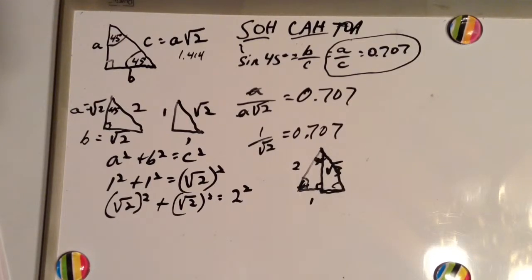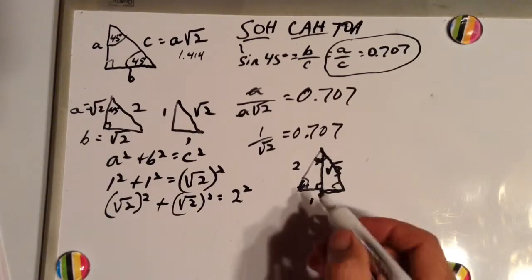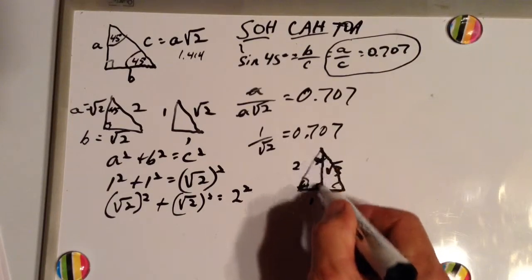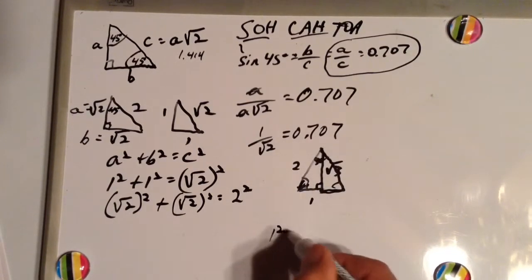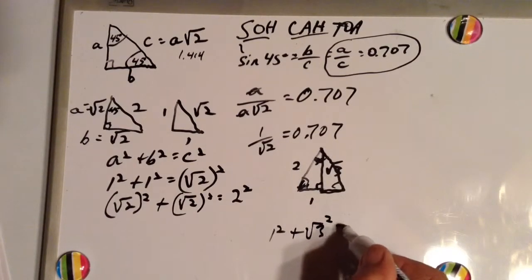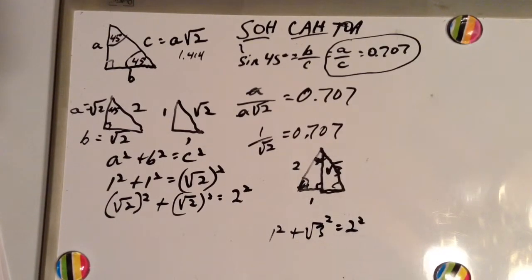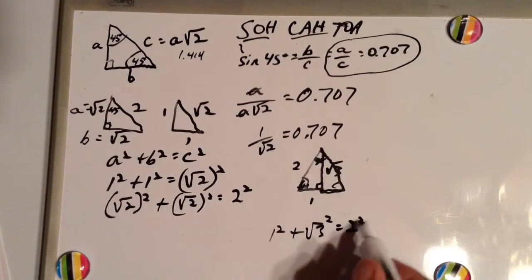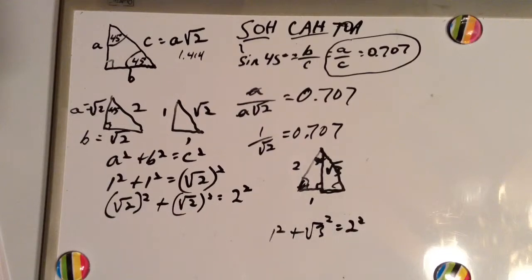Okay, let's see if Pythagoras agrees. A squared plus b squared equals c squared. 1 squared plus square root of 3 squared equal to 2 squared. Is this true? 1 squared is 1, square root of 3 squared is 3, 2 squared is 4, 1 plus 3 is 4. Sure enough, it checks out.